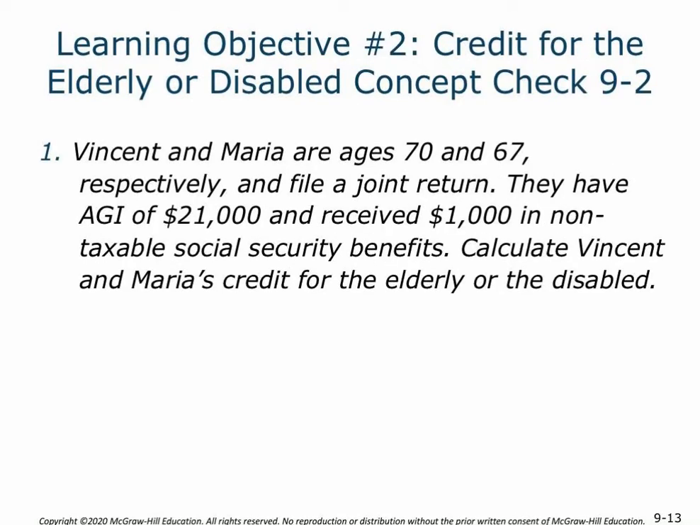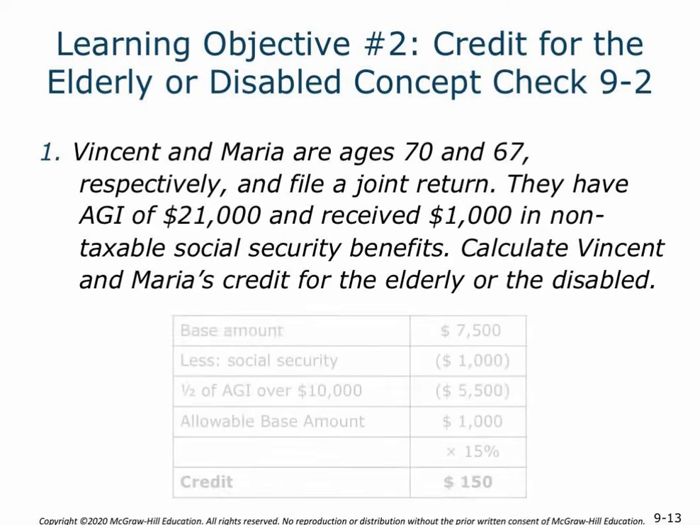So let's take a look at concept check here. Vincent and Maria are ages 70 and 67 respectively and file a joint return. They have an AGI of 21,000 and received 1,000 in non-taxable Social Security. Calculate Vincent and Maria's credit for the elderly or disabled.